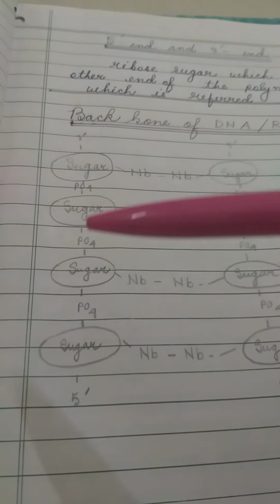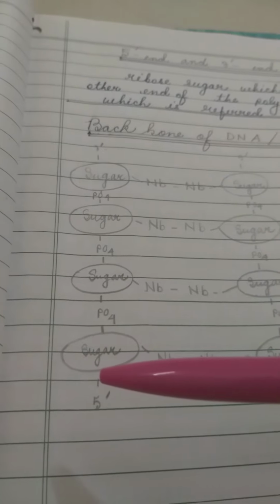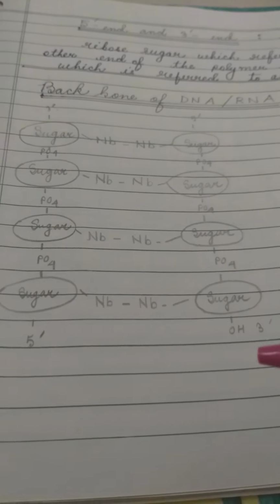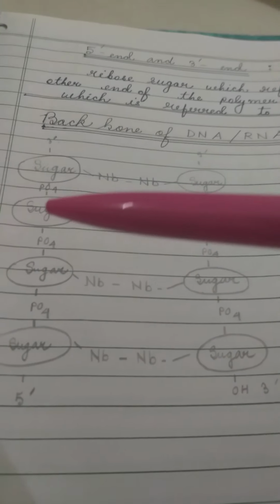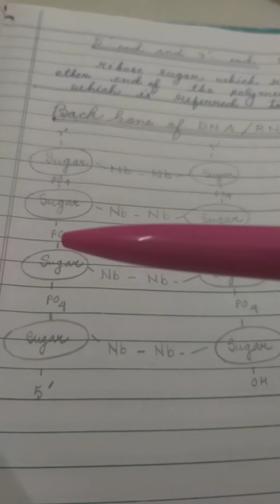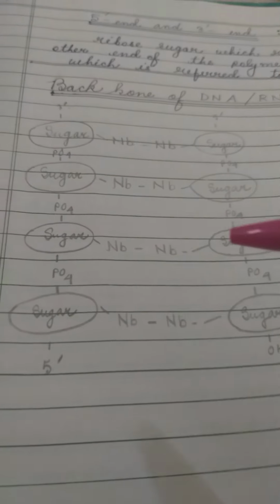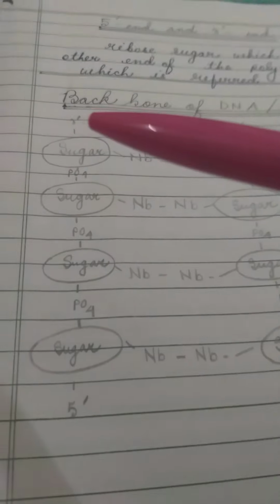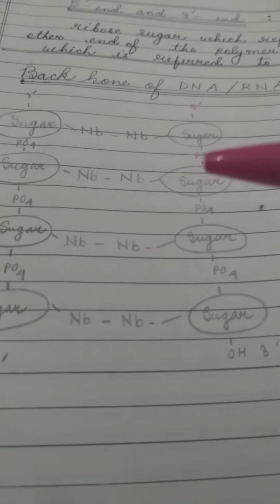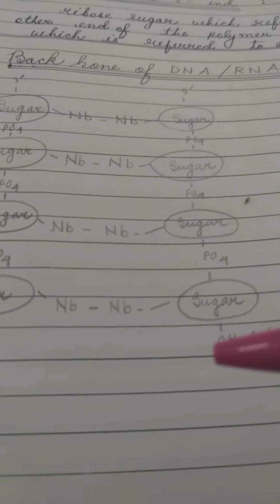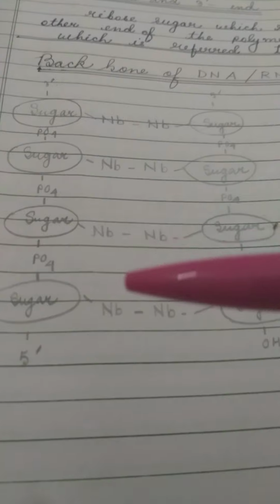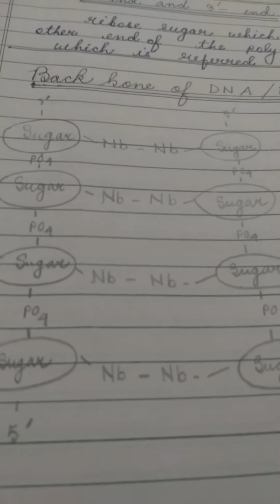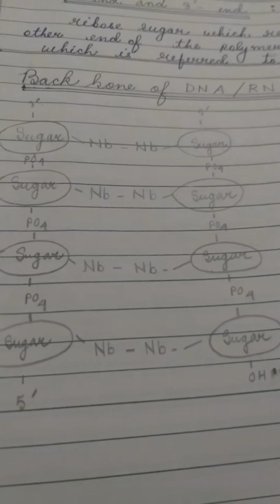But this is the backbone. Sugar, phosphate. This is the backbone. Sugar, phosphate. So these are the two polynucleotide strands which are anti-parallel. That means they have opposite polarity. One is 3' to 5'. The opposite strand is 5' to 3'. And the nitrogen bases remain inside, in the space enclosed by the DNA double helix.